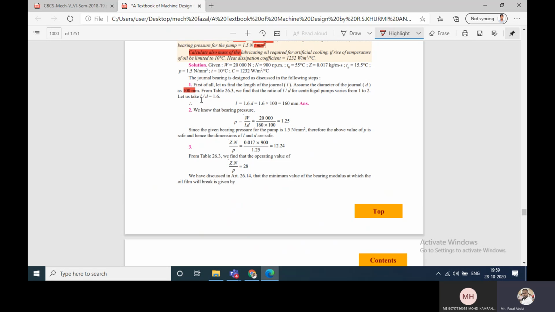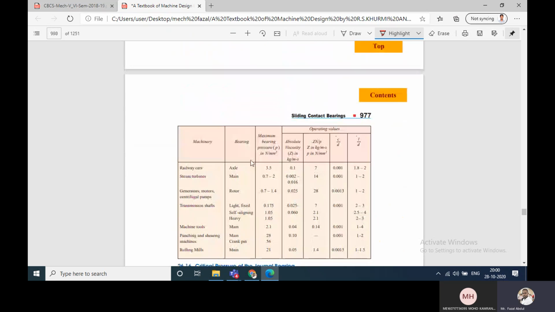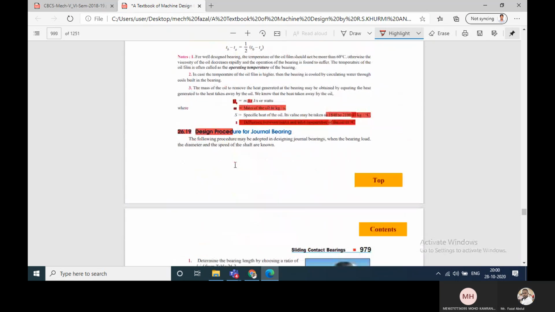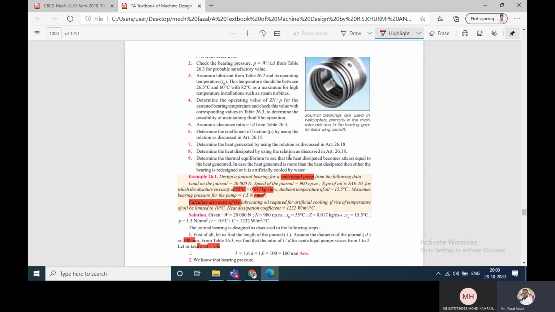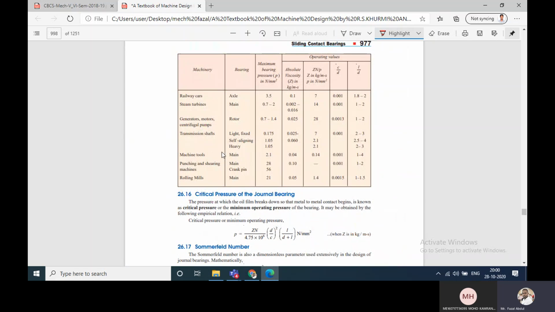The L value is from this relation: L by D is equal to 1.6. How did he take 1.6 from the table? From this table, what type of question is given here? The question is a centrifugal pump. Read the question: what type of design for a journal bearing for a centrifugal pump? For a centrifugal pump, we need to check in the table. Where is the centrifugal pump? Here the centrifugal pump is there.